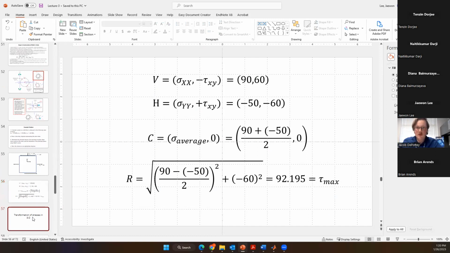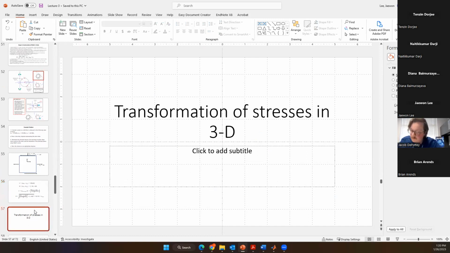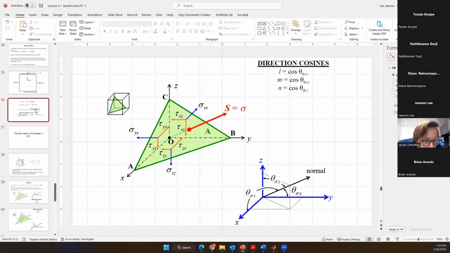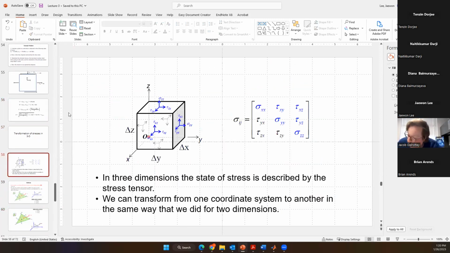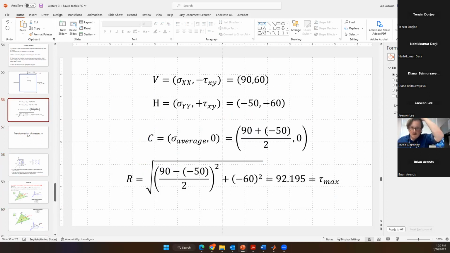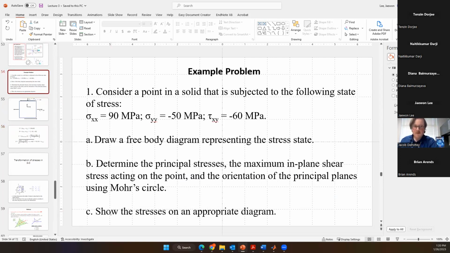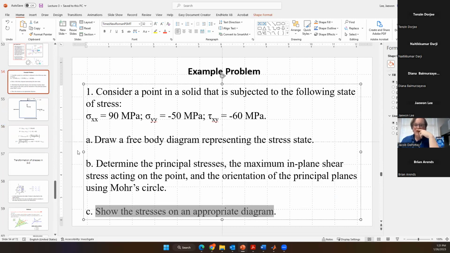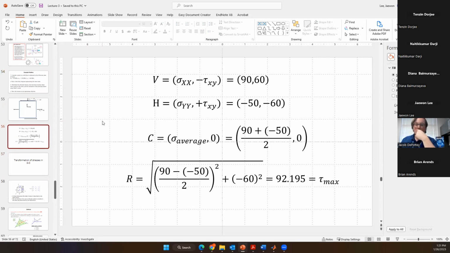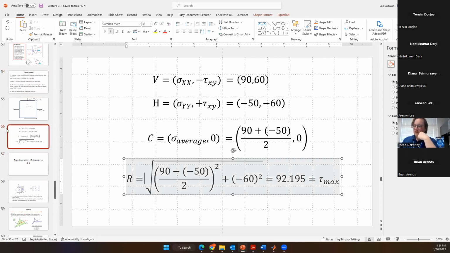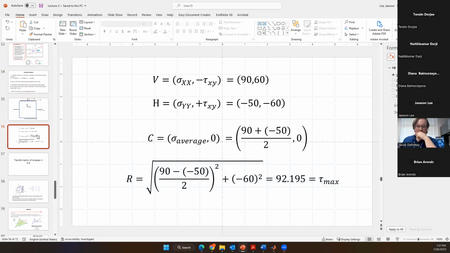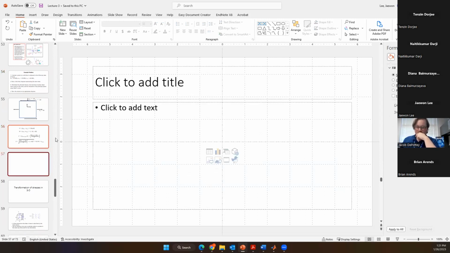Okay, I'm going to move on to the 3D transformation. 3D transformation is more complicated. Do you need more time to write down the diagram? Sorry, I missed the diagram. Based on that, you can draw the Mohr circle.